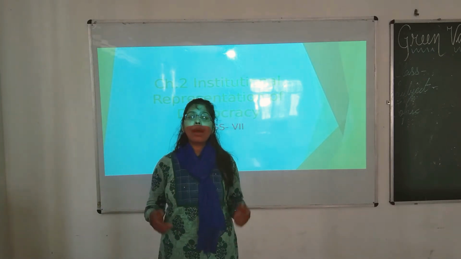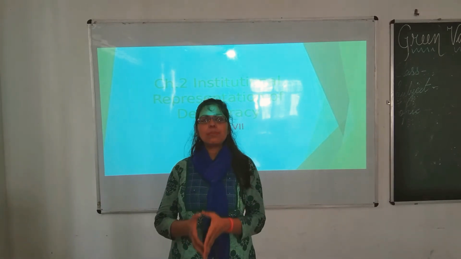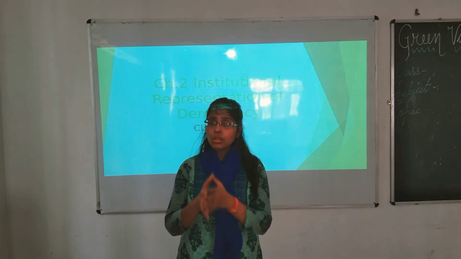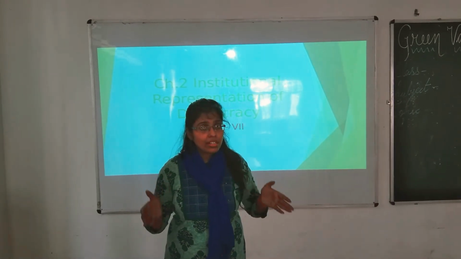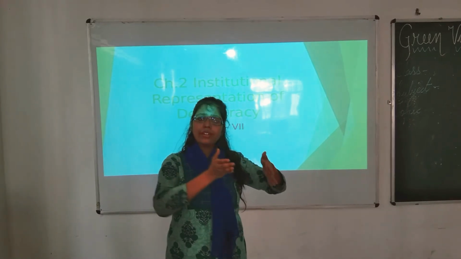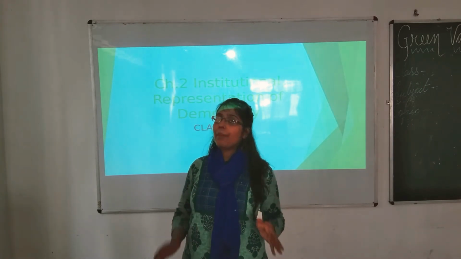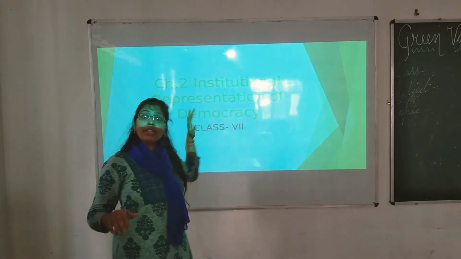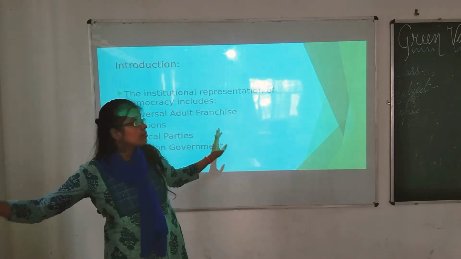So students, this time I am back with class 7th SST chapter 2, that is institutional representation of democracy, from political life. So in this video I am going to tell you about what exactly represents democracy. The first chapter we have already studied about democracy, monarchy, hereditary rules. So in this video basically we are going to study about the institutional representations of democracy. What are the things which represent democracy? So let us see, students.